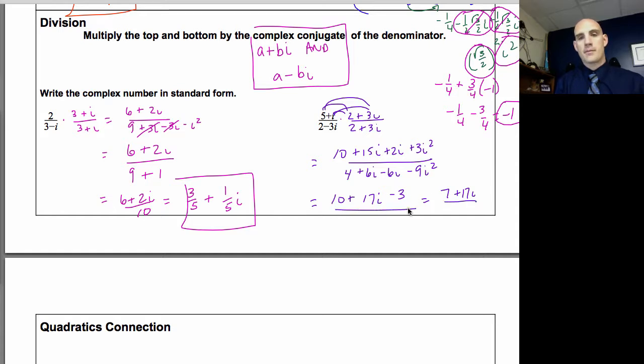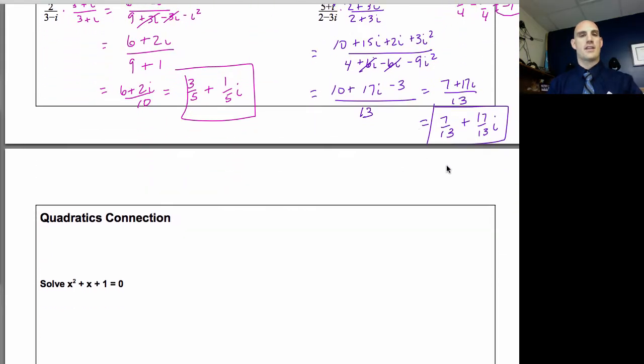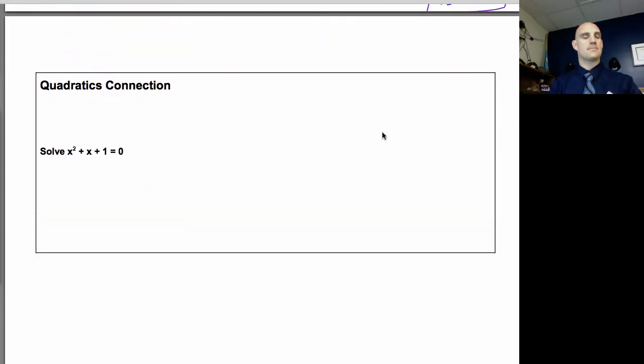And on the bottom, I'm going to have 4, these cancel out, minus 9i squared, so i squared is negative 1, so 4 plus 9 is 13. So my answer is 7 over 13 plus 17 over 13 i. That's using the complex conjugate to multiply the top and the bottom and get that complex number out of the bottom. The quadratics connection is this.